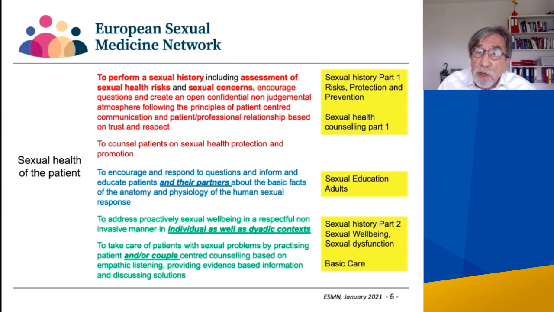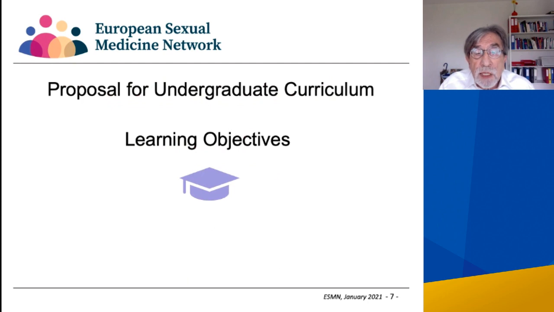That it's about sexual history, focusing on risk protection and prevention, sexual history focusing on sexual health. It's about education and information, where we have to learn a lot from sexual education in adults. And it is about, as I mentioned, sexual well-being, where we need input from the literature and the competence coming from diagnosis and treatment of sexual dysfunction and basic care concepts like the implicit concept.